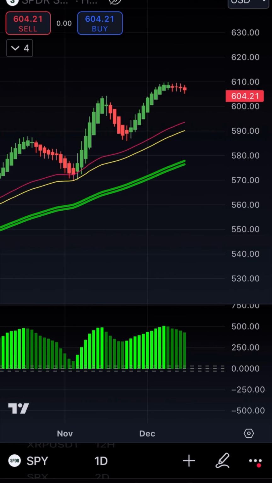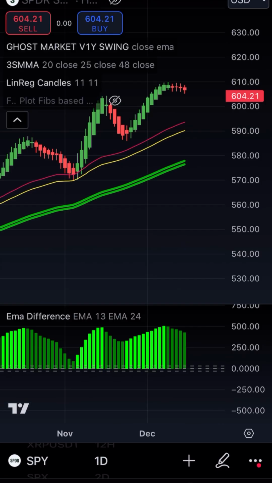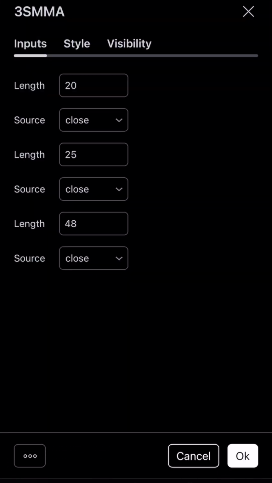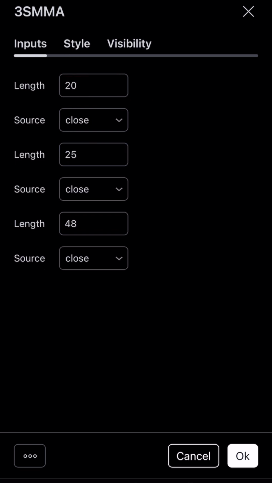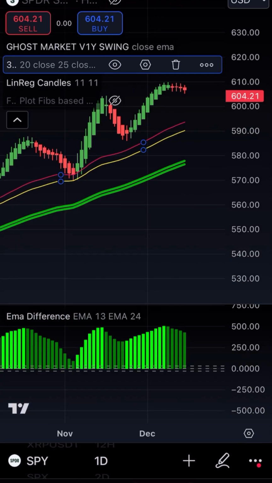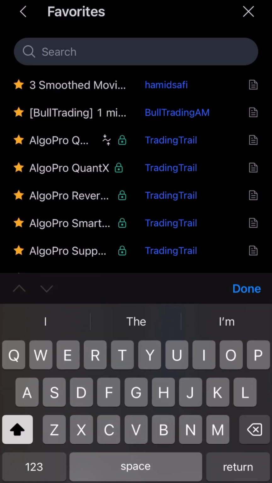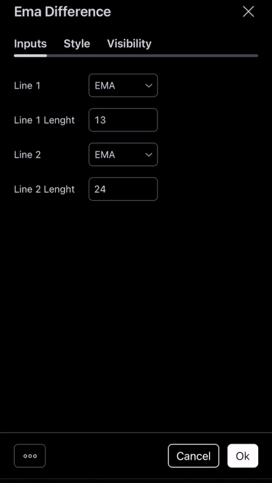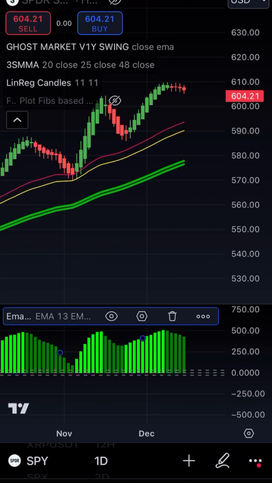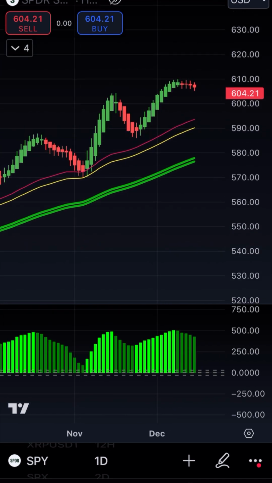And then you'll need your 20 and 25 at the top. If you go to 3 smooth moving averages, you can set it up on one indicator with your 20 and 25, and you can check off the third one because you don't need it. That will set you up with the 4 moving averages that you need. Then in the bottom is your difference of 2 moving averages. Go to difference of 2 moving averages and change your setting to 13 and 24. That's the setting you need to make this work. And then, of course, you want to be looking at your day chart.